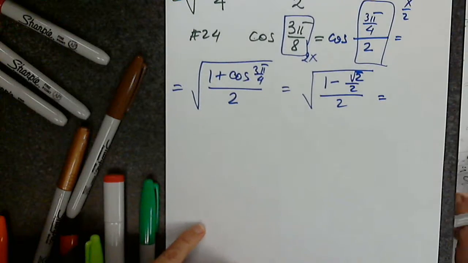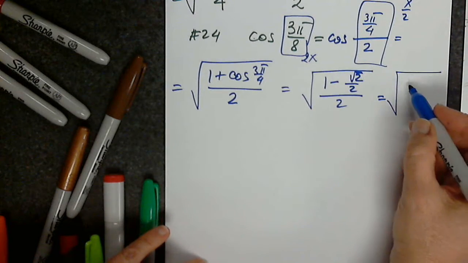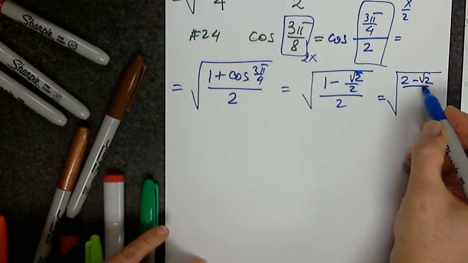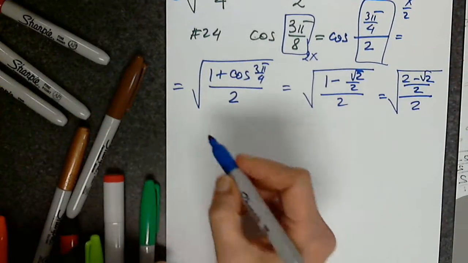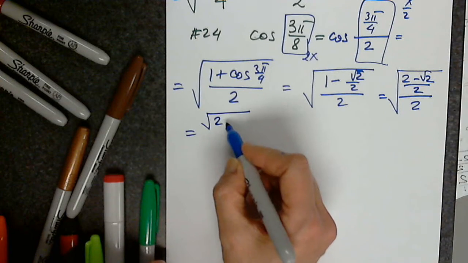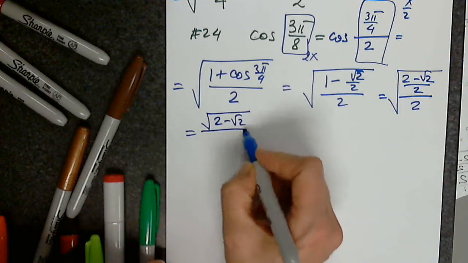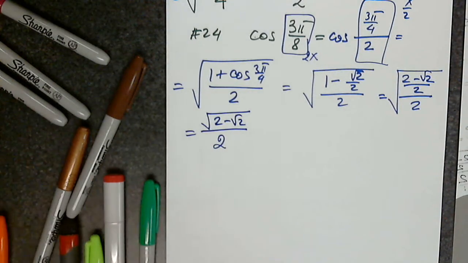So then the same thing, I find the least common denominator. 2 minus the square root of 2 over 2, everything over 2. I flip, take the square root. So the top is the square root of 2 minus the square root of 2, and the denominator is 2. So we use the half angle identity to determine the exact value for cosine 3 pi over 8.